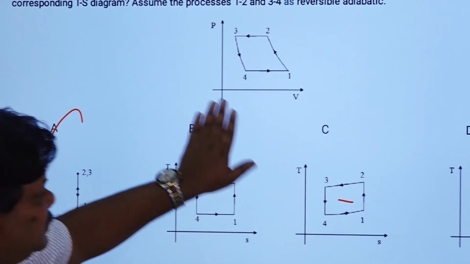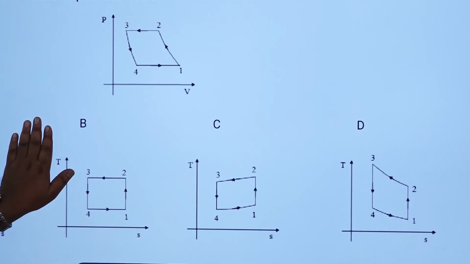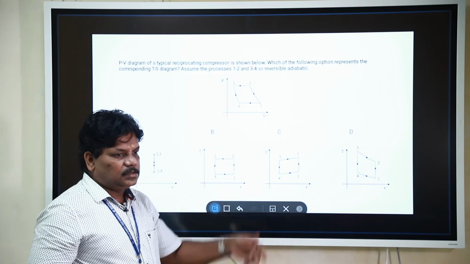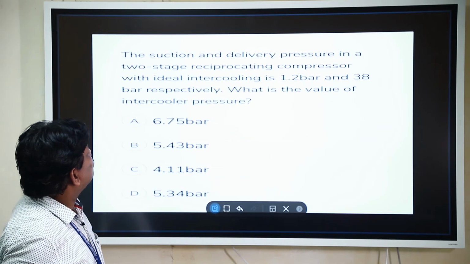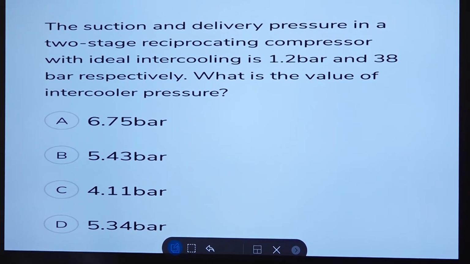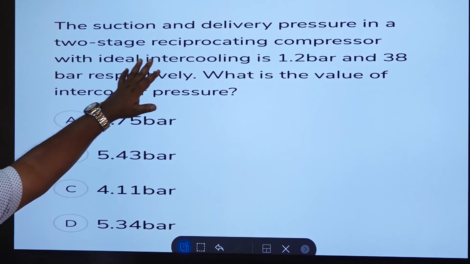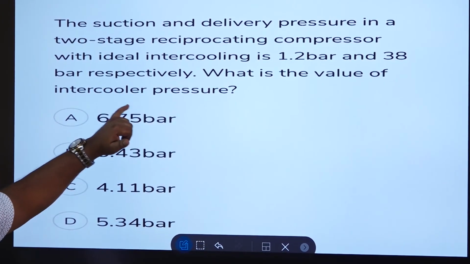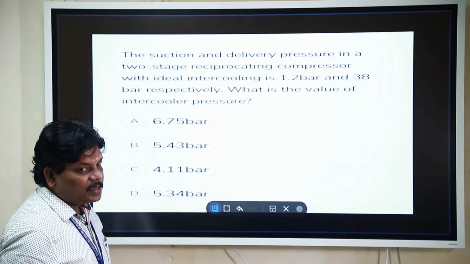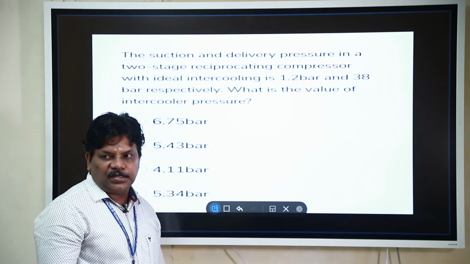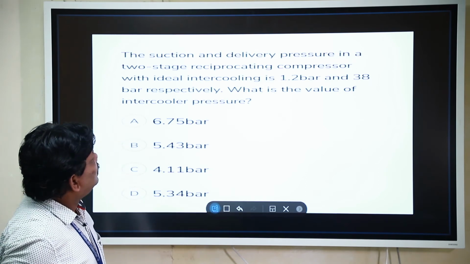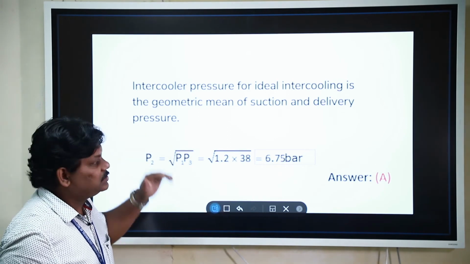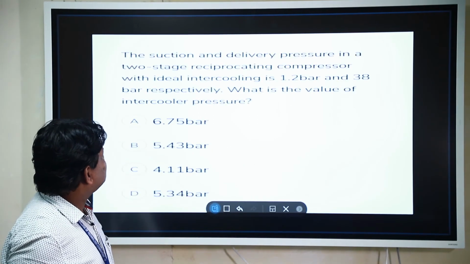So you have to be thorough with the processes involved in this, and you have to consider other properties also. The next one: the suction and delivery pressure in a two-stage reciprocating compressor with ideal intercooling is 1.2 bar and 38 bar respectively. What is the value of the intercooler pressure? You know that P2 is equal to root of P1 into P3. Those two are given to you, so 1.2 into 38 you will get the value. A direct question. The answer is 6.75 bar.